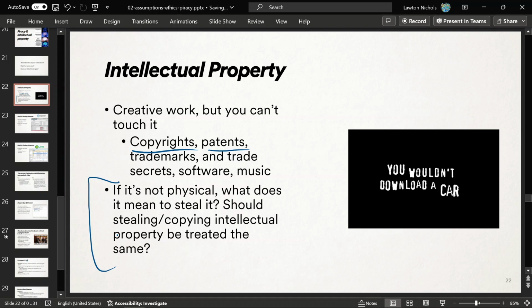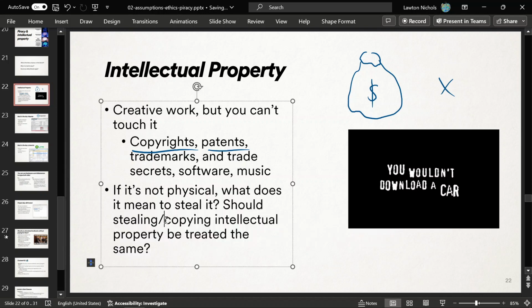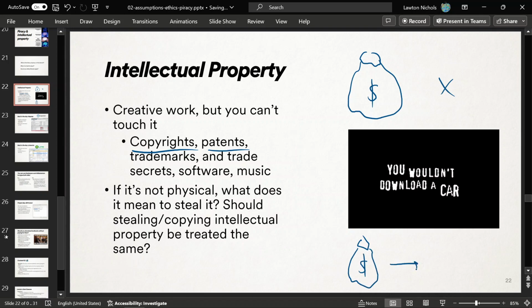But there is a difference, right? If it's not physical, what does it mean to steal intellectual property? That's a huge question for us, because in the real world, if you steal something, like you rob a bank, you steal a bag of money. That means the bank does not have that bag of money anymore, yeah? That's stealing in real life. Should stealing and piracy, which is essentially copying intellectual property, be treated the exact same? Because the equivalent of piracy on the internet is like taking a bag of money from somebody and just making a copy. The other person still has the bag of money. Now there are two bags, okay? Now there are two versions of the same song that you just downloaded. Somebody else's computer has it, and now yours has it too. So should it be treated the same?